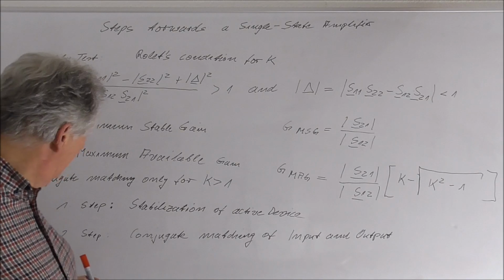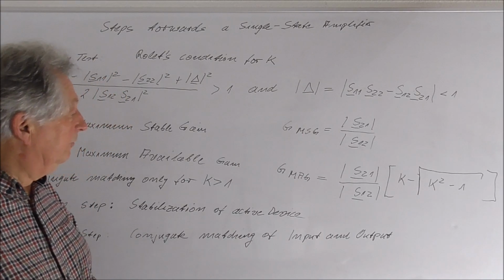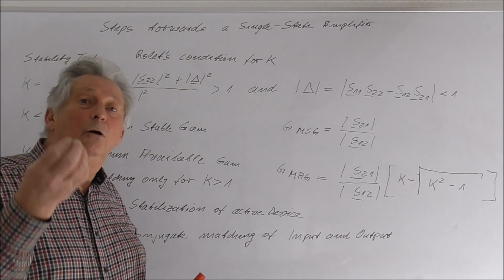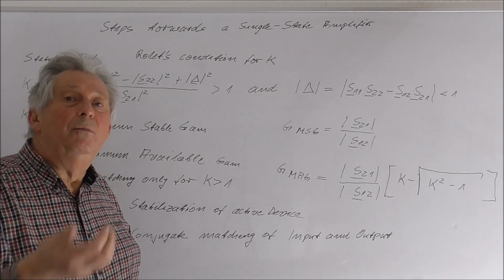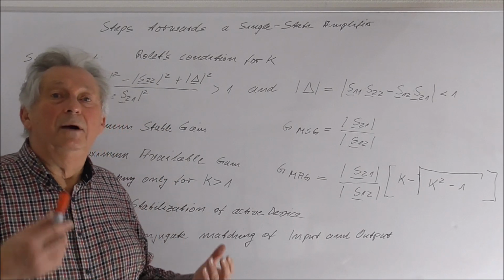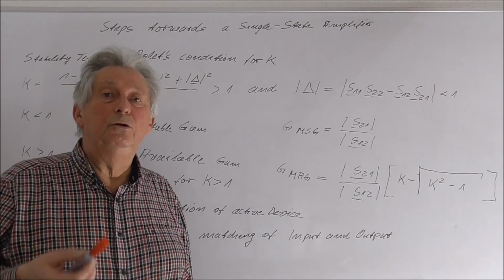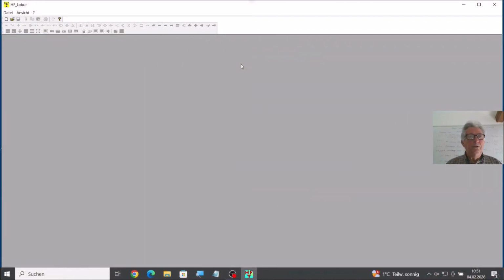And then in the second step we will do the conjugate complete matching of the input and output. But of course here we will have the situation that as soon as I do the matching at the output, this will have an effect on the matching at the input and vice versa. So we have to perform this matching in more steps. All these things today must be done with the help of the simulation tool, and now I will show you how to use the simulation tool to perform these steps.